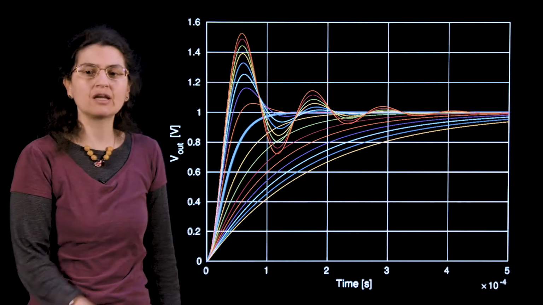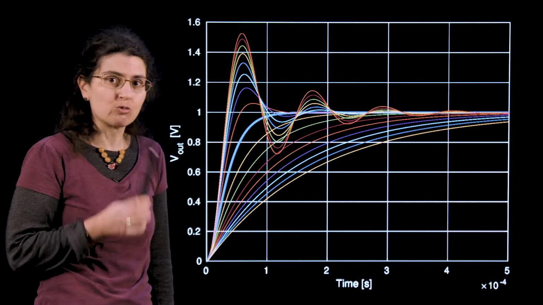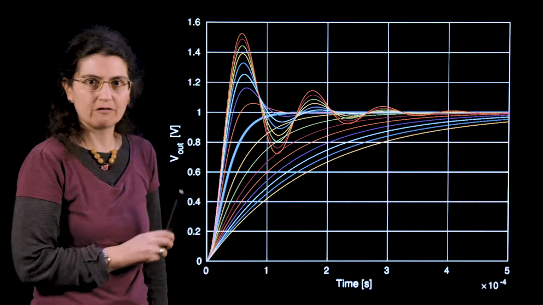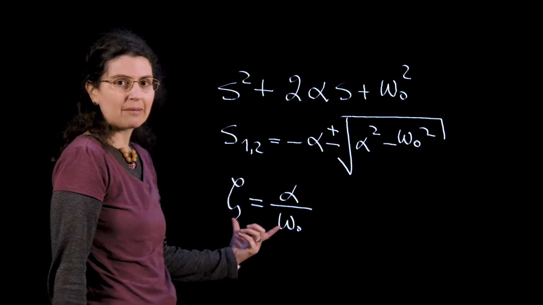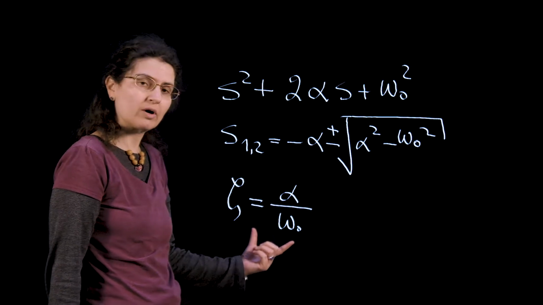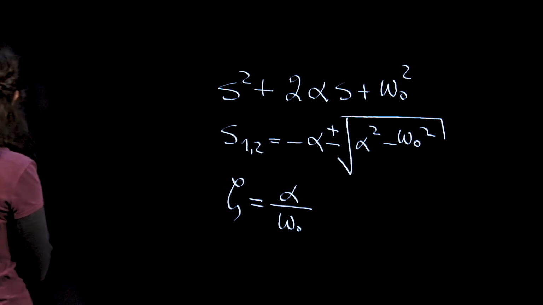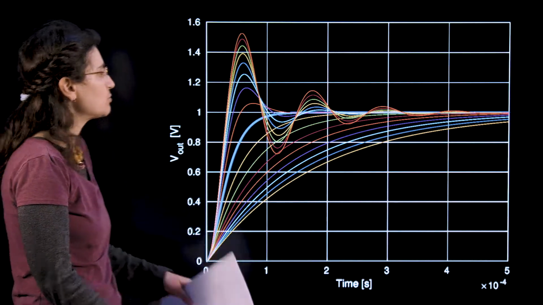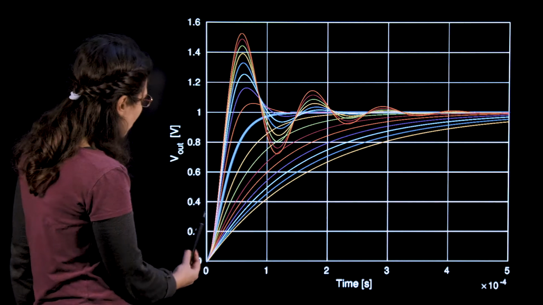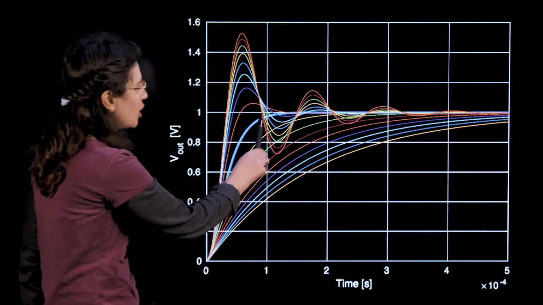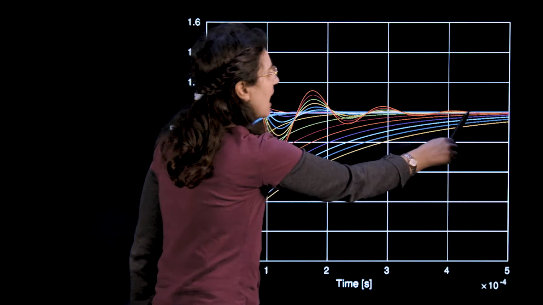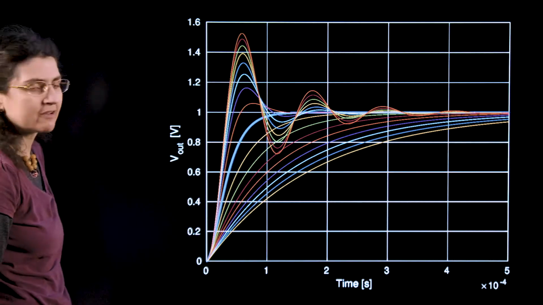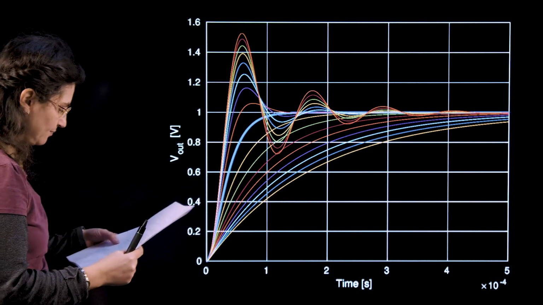And here we can see many curves. Each of the curves is one response for one particular value of our damping factor. My damping factor can be 1, or can be more than 1, or it can be less than 1. If it's exactly 1, we say that our response is critically damped, and it corresponds exactly to the blue thick curve that's written here. That is the critically damped case, when our damping factor is exactly equal to 1.